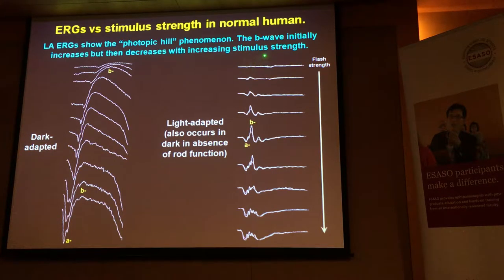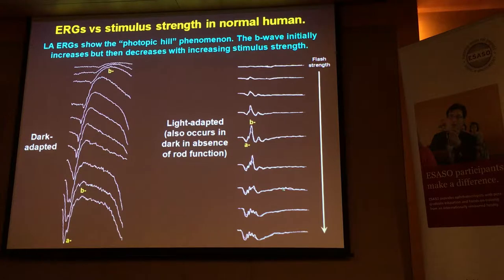What happens in the cone system, so this is a light adapted ERG with increasing flash strength. As we start off dim, we get a small response. And this is the ISCEV standard called sine of intensity, where the B wave to A wave ratio is about 3 or 4 to 1. And then as we further increase stimulus strength, paradoxically almost, the A wave continues to increase, but the B wave gets smaller. How can that happen? Goes back to understanding the signal origins.